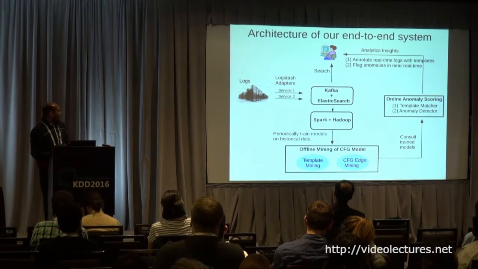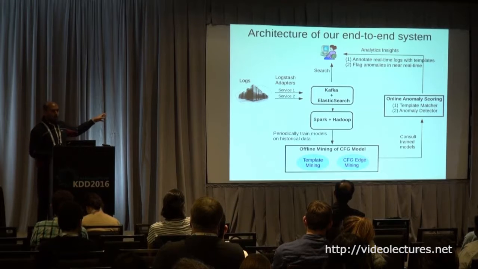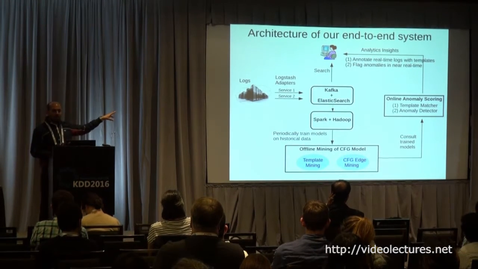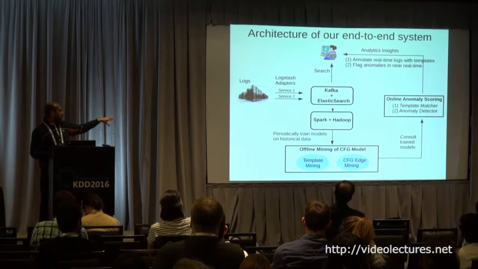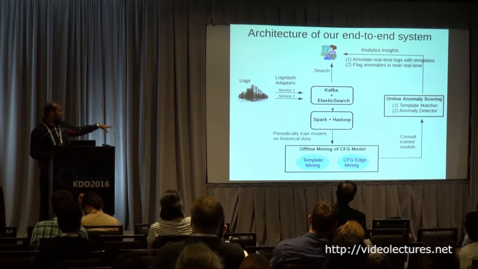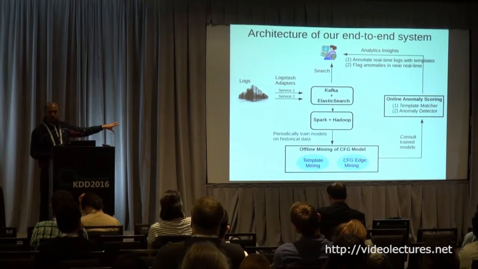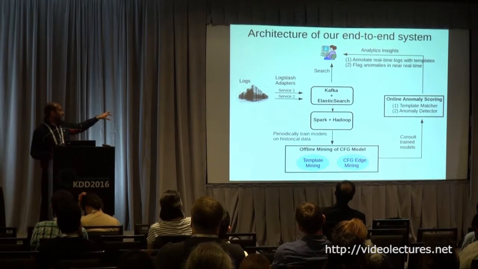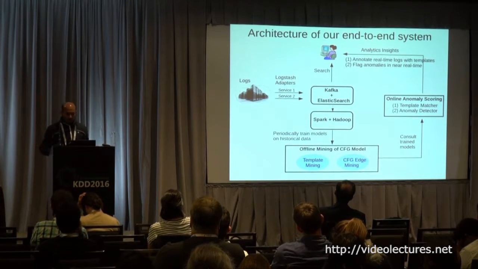And we had a full architecture of an end-to-end system, where we collect these logs from the cloud machines using Logstash adapters. It goes to a pub-sub called Kafka. Then the logs are ingested into Elasticsearch, and then it's a Spark Hadoop-based offline pipeline where we build these templates and the CFG graph. And then we consult these trained models in real time to do anomaly detection, okay?